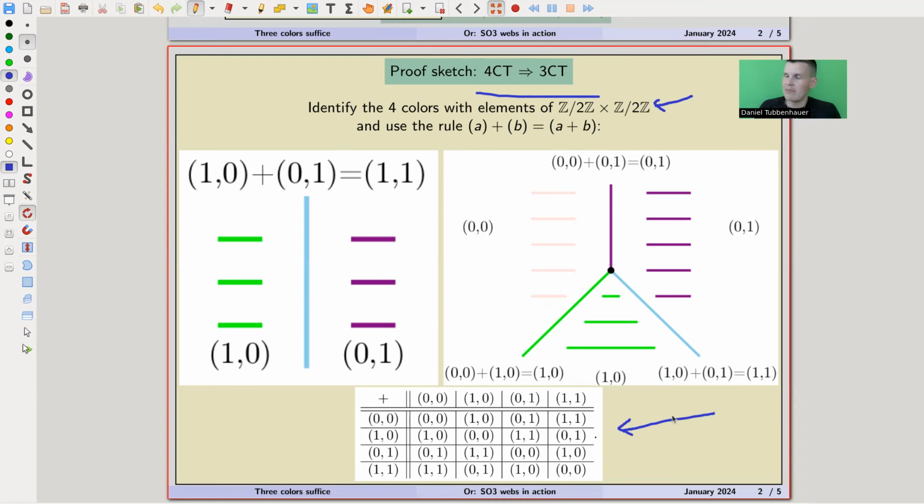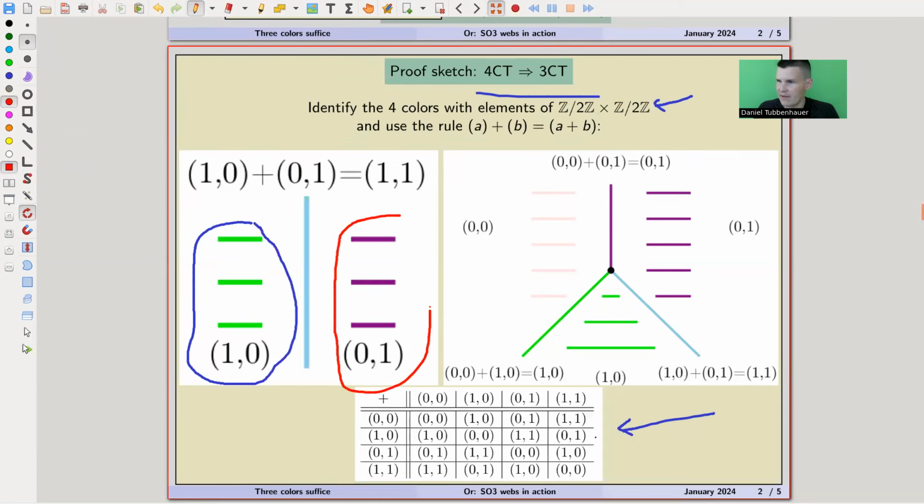(1,0), and (1,1). And my rule is, whenever I have a color on a face and I have another color on a neighboring face, then the edge in the middle gets the sum color, right? So here, green, (1,0), plus whatever this is, purple, (0,1), equals blue, (1,1). Okay? So whenever I have, like, (0,0) plus (1,0) is (1,0), for example, you get the edge to the corresponding color, and so on.